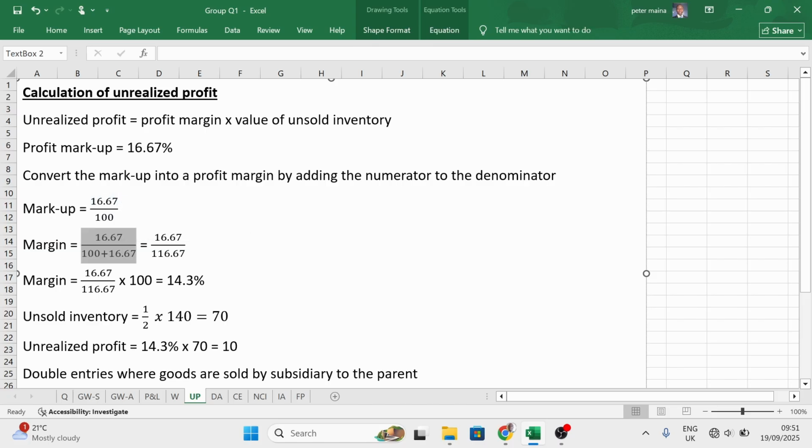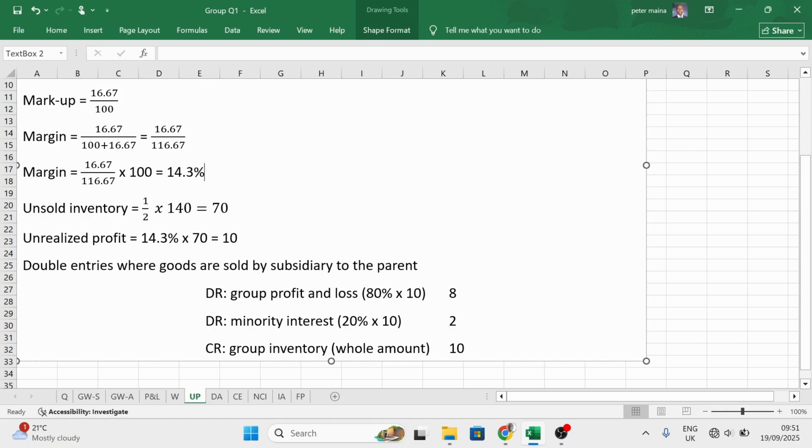So that will give us 16.67 over 116.67. Then we convert it back into a percentage by multiplying it with 100. So that will give us a margin of 14.3%.